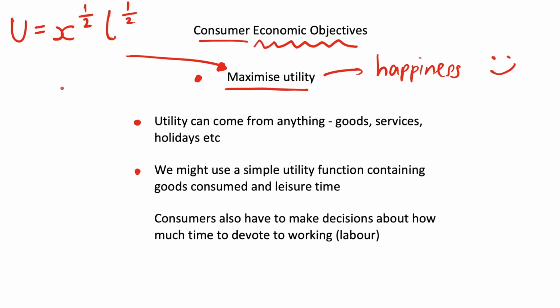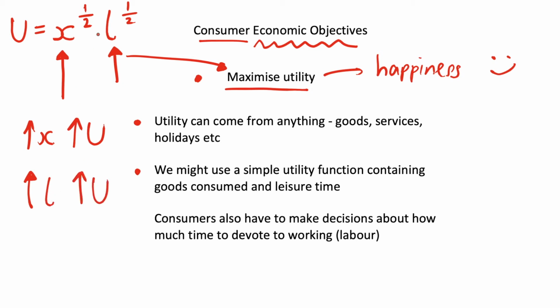And so what we say from this function is that the more goods, x, a consumer consumes, if we increase x, we're going to increase the consumer's utility. And clearly with leisure, lowercase l, if we increase the amount of leisure time somebody has, well, we're also going to be increasing the utility as well, because these terms factor in positively into our utility function.